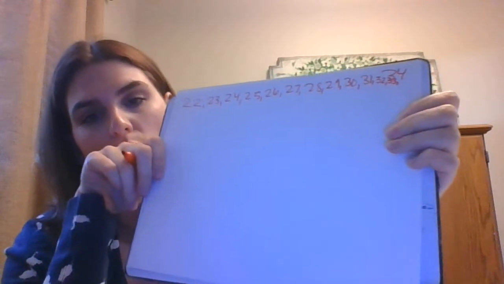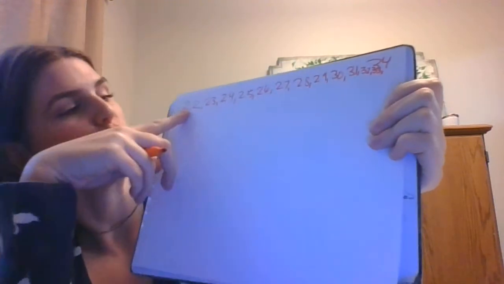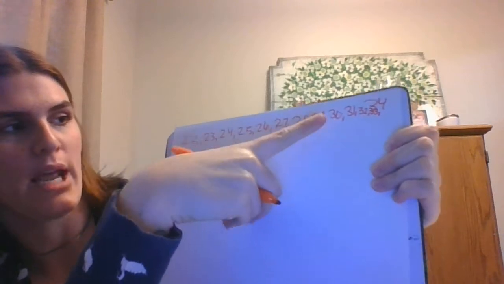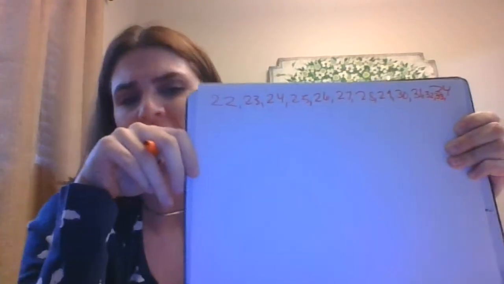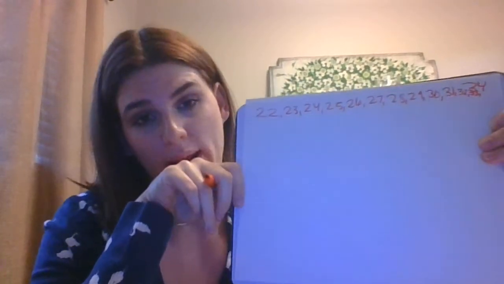I'm so sorry. So I started with 22, and I'm trying to get to 34. So 22, 23, 24, 25, 26, 27, 28, 29, 30, 31, 32, 33, 34. And I counted it again because we always check our work. First grade who has done Get Ready always check their work. All right, next one.